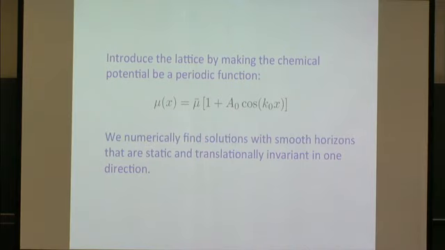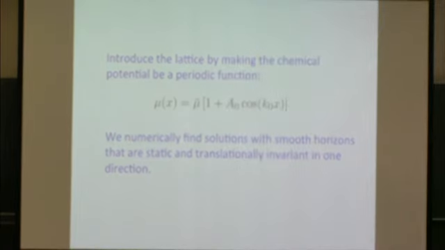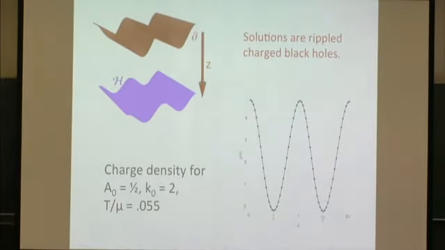We find these solutions which are static and translationally invariant in one direction. We're imposing the lattice only in one direction, but we're going to compute conductivity only in the direction of the lattice. So the solutions are rippled charged black holes. You impose this periodic boundary condition at infinity, and you find that the horizon itself has some periodic oscillation.